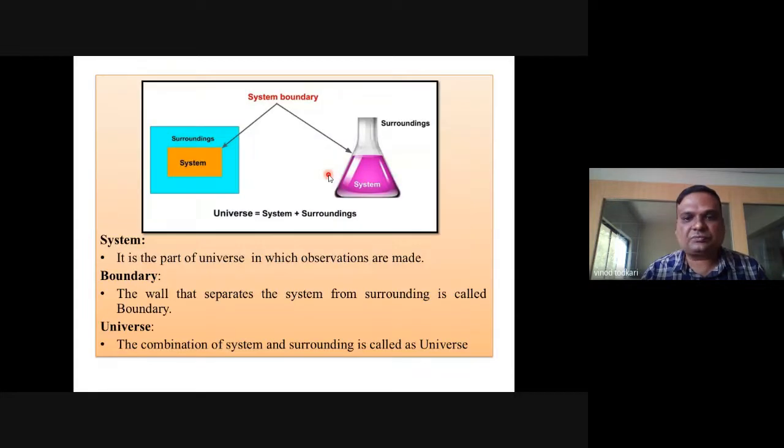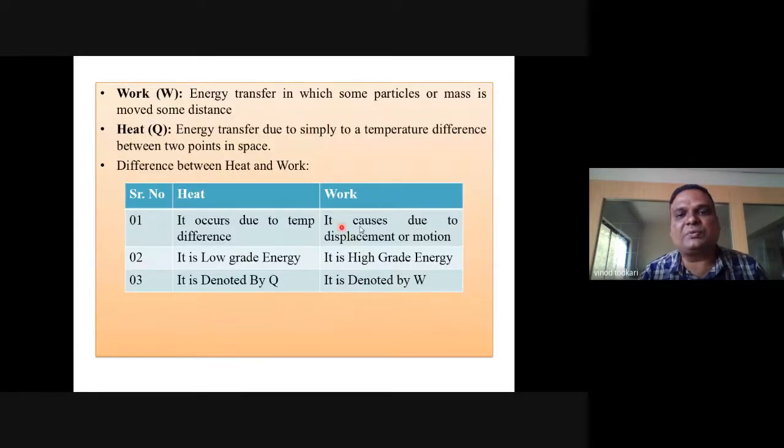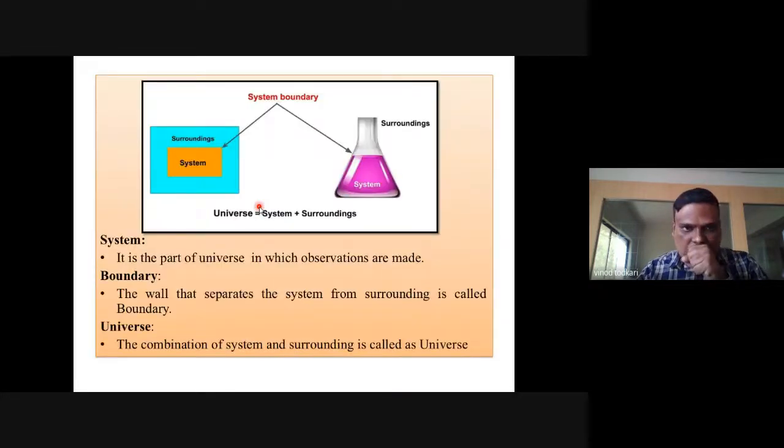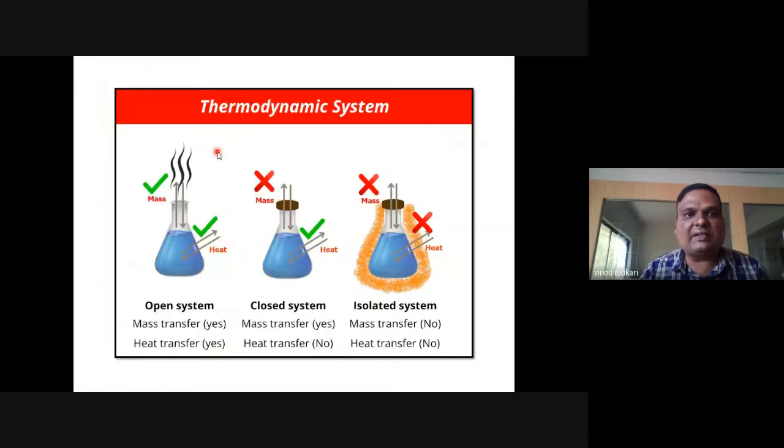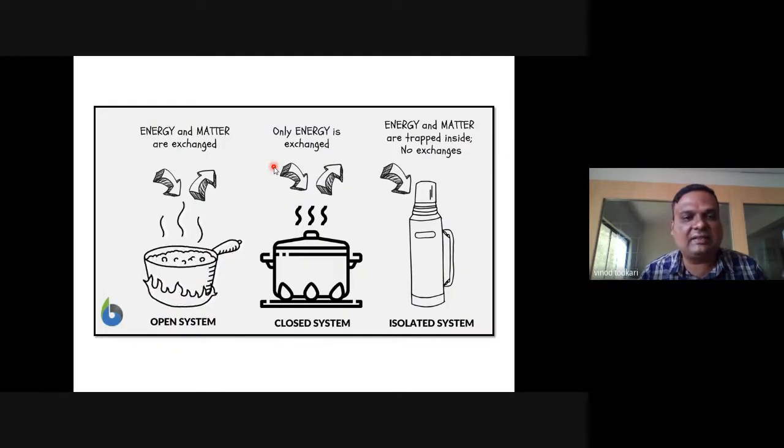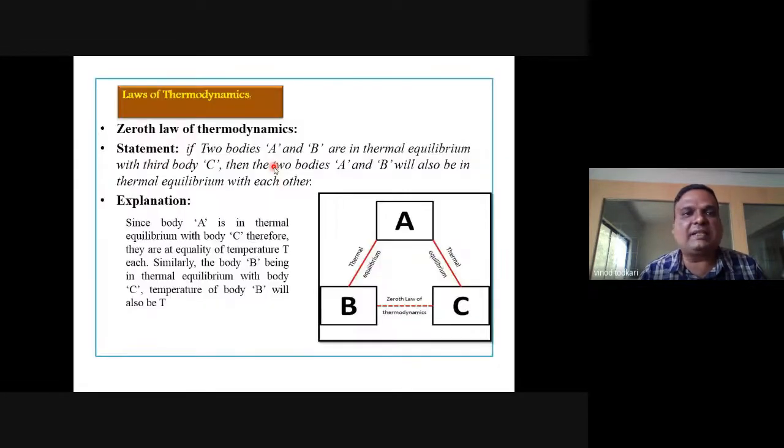Then we have seen that work exists due to displacement or motion, and heat flows due to temperature difference. Then we have seen what is system, what is surrounding, and what is boundary, and types of boundary. Then we have seen types of systems like open system, closed system, and isolated system. After that, we have seen the zeroth law of thermodynamics.